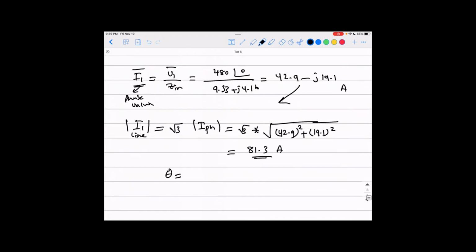If you want to find the angle of the current, it will be tan inverse of minus 19.1 over 42.9. Those guys. It is the imaginary part divided by the real part. It's how you do it by hand. Also, you can find it from the calculator right away. But I'm just giving you a glimpse to remind you how to do it in case you don't have a calculator that can deal directly with it. Okay, guys?